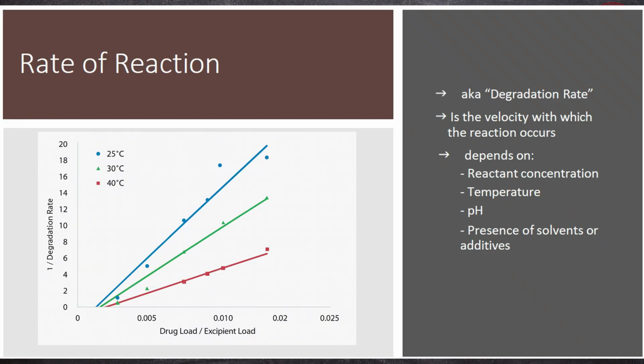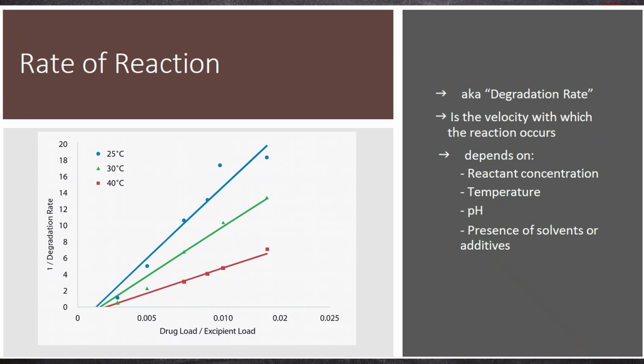Let's talk about the rate of reaction, also known as the degradation rate in pharmacy. This refers to the velocity or speed with which a chemical reaction takes place, or in simpler terms, how fast reactants are converted into products. In the context of pharmaceuticals, this usually means how fast a drug degrades over time, which directly affects its stability, potency, and shelf life. The rate of reaction depends on several factors.